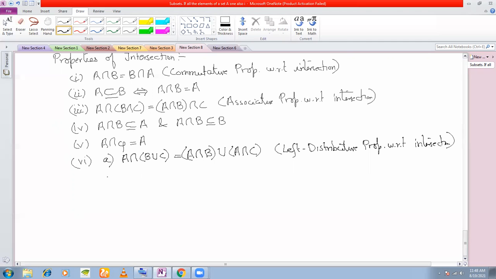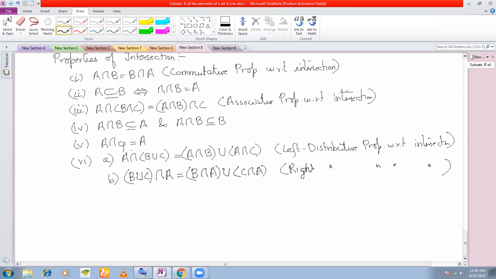Left distributive property. And the next one is A intersection, let's say B union C. B union C intersection A is B intersection A union C intersection A. This is called the right distributive property with respect to intersection. Now, why are they called left and right?